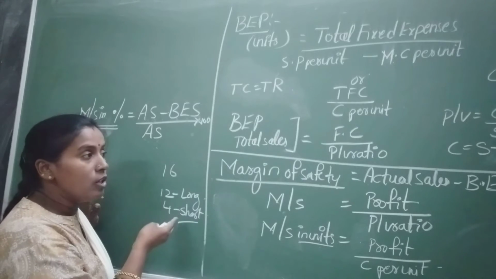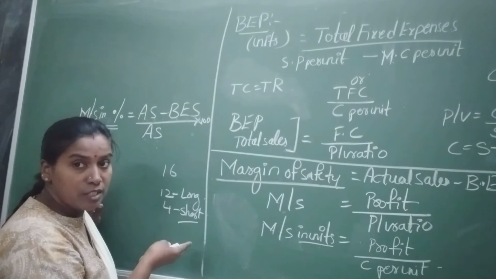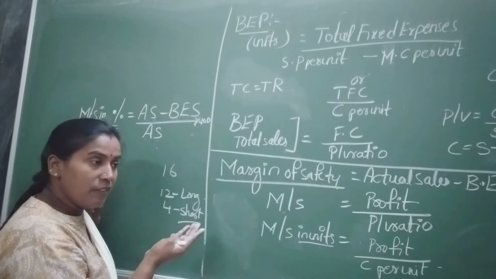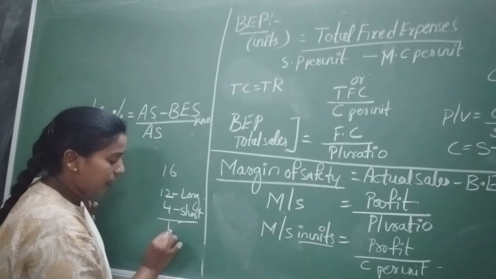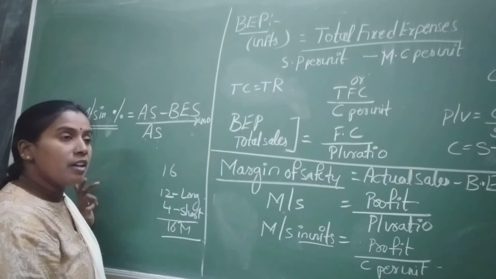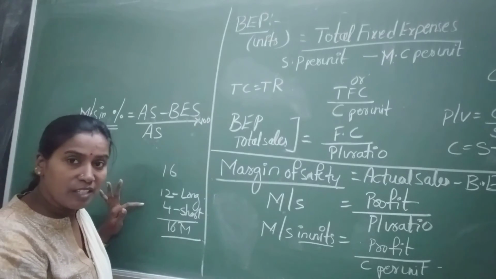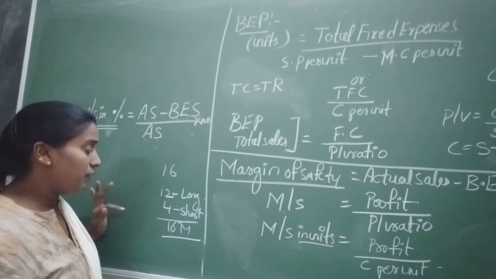He may also ask to calculate what is PV ratio, what is break-even point, how you calculate margin of safety. He may ask the short problem also. So overall you are going to get 16 marks. Easily you can score 16 marks. Definitely your percentage will increase by learning these formulas. So let me explain the first problem also.